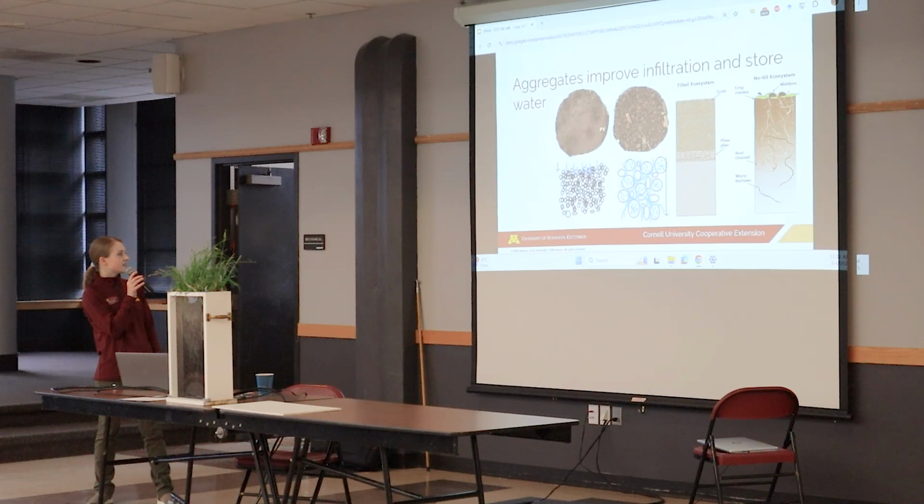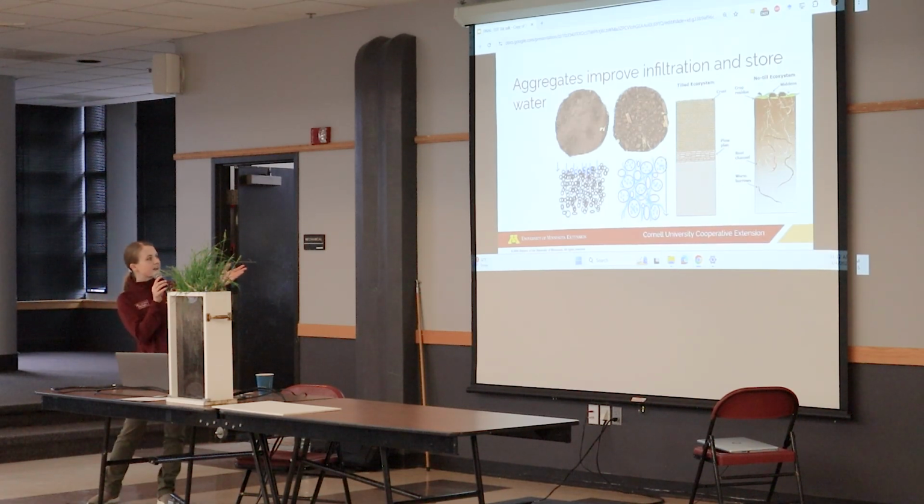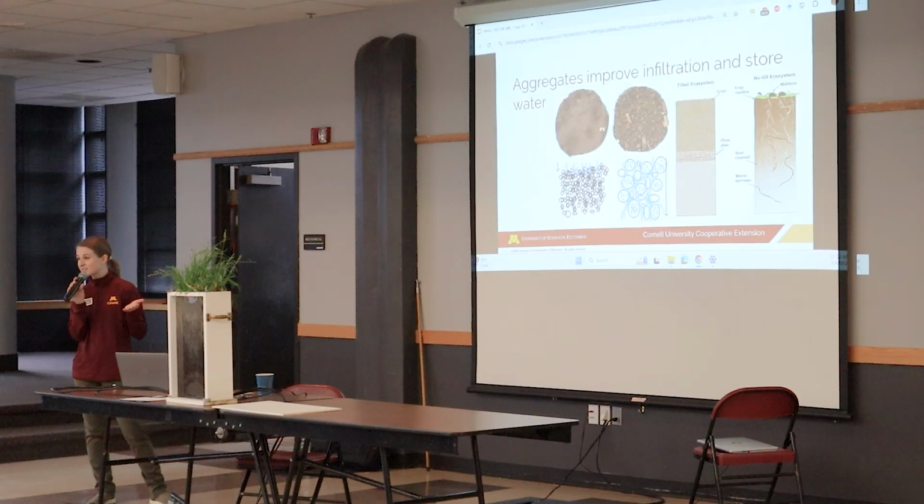And as you can see here, the tilled ecosystem has a crust, a plow pan. You're really going to restrict water entry into the soil. And in the long run, you're not going to have much plant available water because it's all going to be held in those tiny pores where plants cannot extract that water.